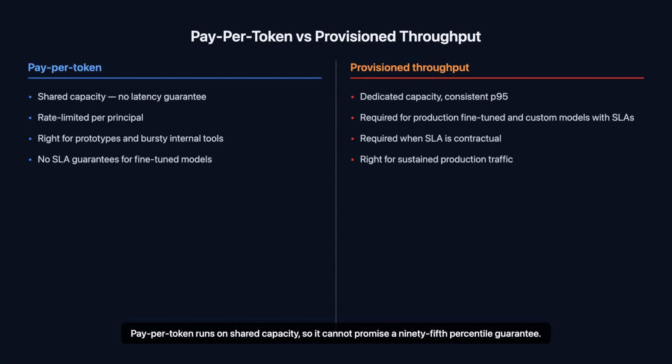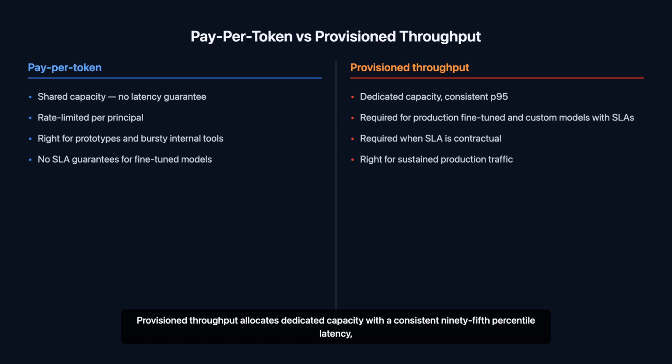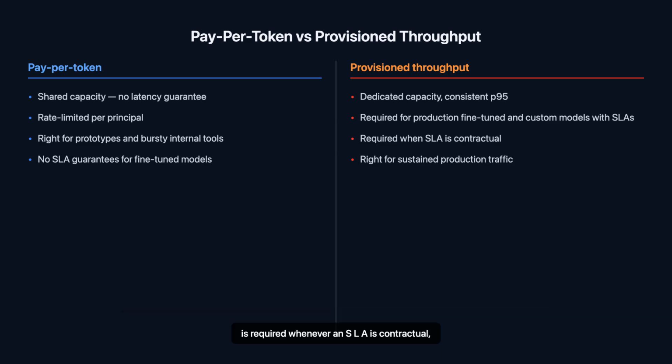Side by side, pay-per-token runs on shared capacity, so it cannot promise a 95th percentile guarantee. It's rate-limited per principal. It's the right choice for prototypes and bursty internal tools, exactly where Data Dino started, and it carries no SLA guarantees for fine-tuned models. Provisioned throughput allocates dedicated capacity with a consistent 95th percentile latency, is required whenever you need performance guarantees on fine-tuned or custom models in production, is required whenever an SLA is contractual, and is the right choice for sustained production traffic. The decision is made by the constraint, not by which one is cheaper this month.